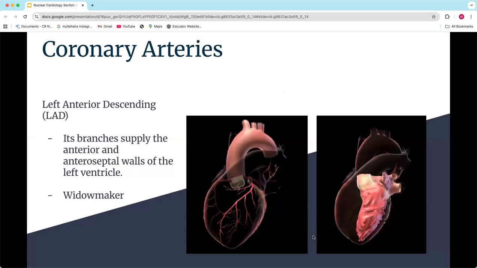Okay. So let's talk about what areas those supply. For the LAD, I've found a graphic that shows the actual coronary arteries, and then one that shows the ventricle lying in the same plane. So you can get a visualization of where the ventricle lies and where those arteries are. Now, again, as I've said before in this class, in nuclear cardiology we're really focused on the left ventricle, not the right ventricle. Everything that we talk about here, especially when we talk about perfusion, is going to be centered around the left ventricle. So when we talk about these coronary arteries, I'm really talking about what's feeding the left ventricle.